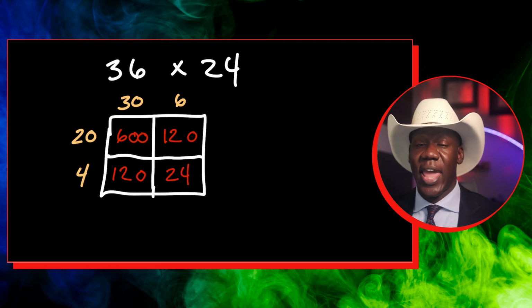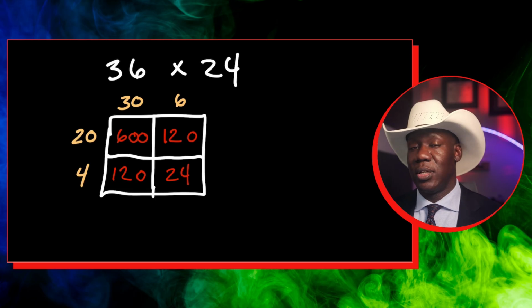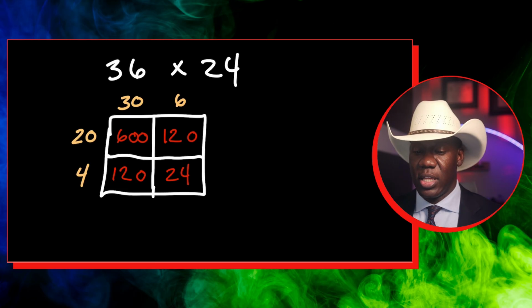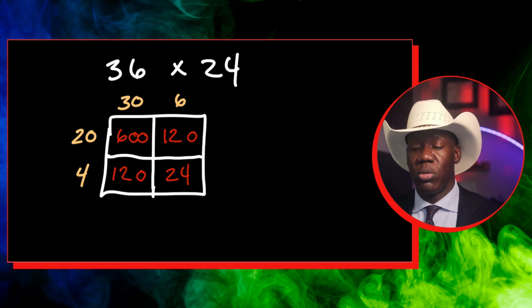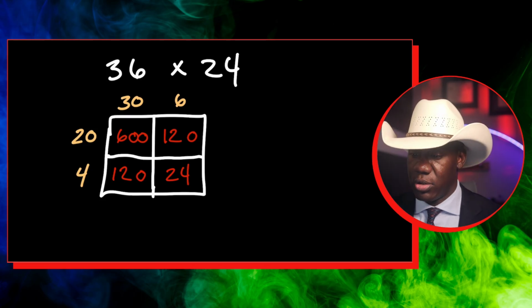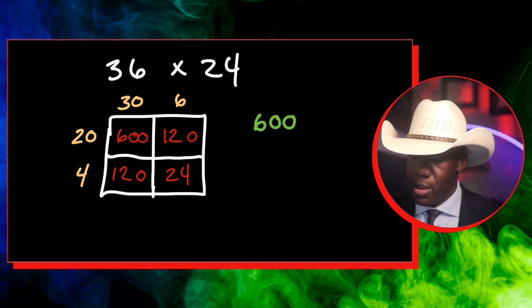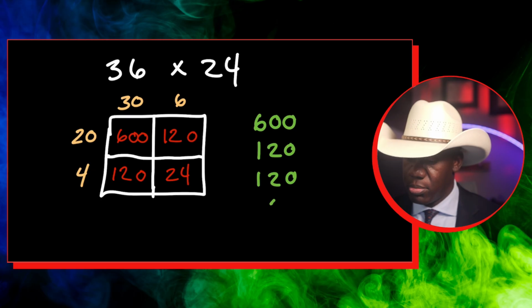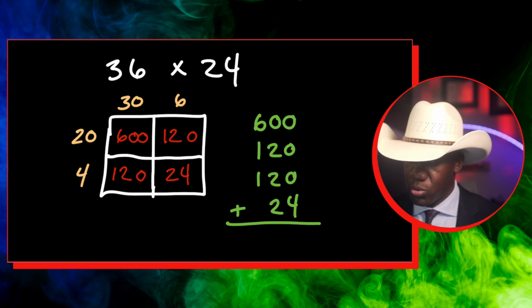Now we'll just add up all of these sections to get the complete answer. These are what's called partial products, or they're part of the answer. In order for us to get the whole answer, we must add them all together. So we're going to come over here. We're going to do 600 plus 120 plus 120 plus 24. 0 plus 0 plus 0 plus 4 is 4.